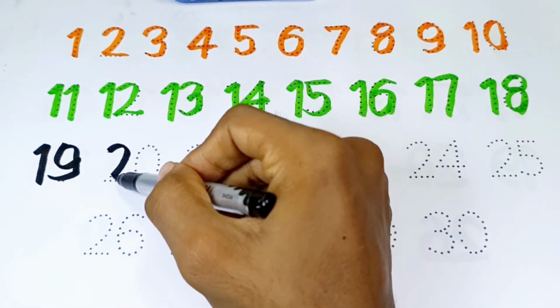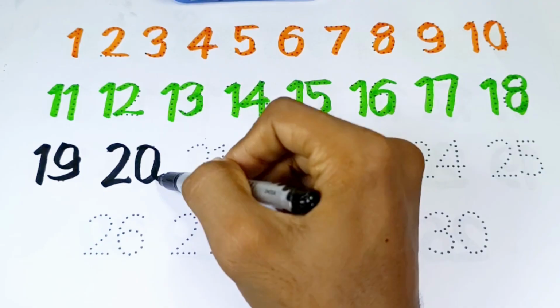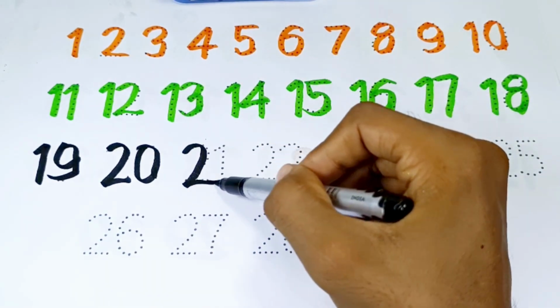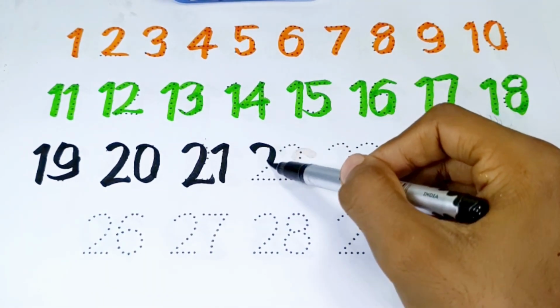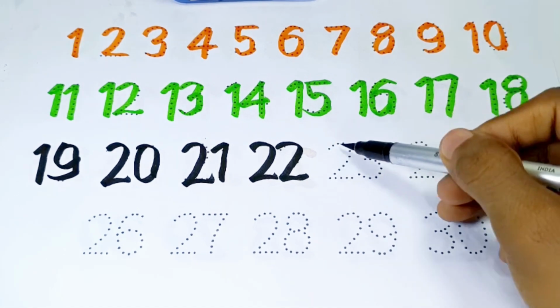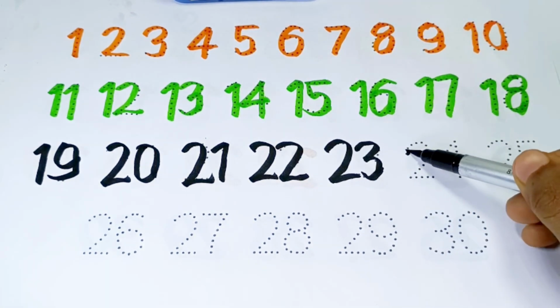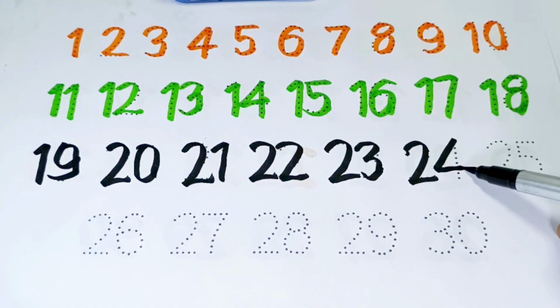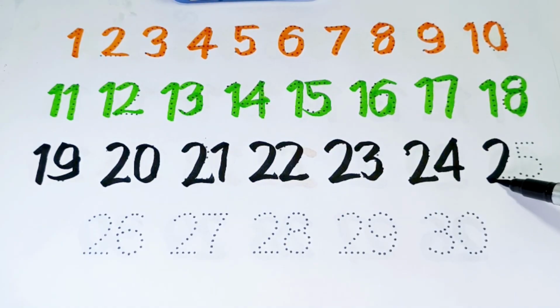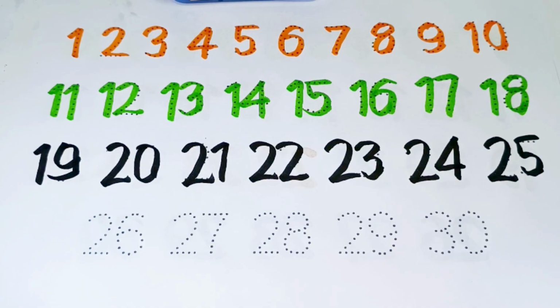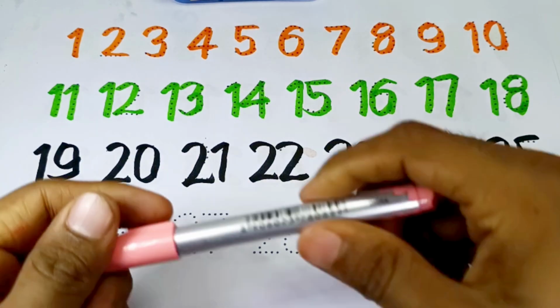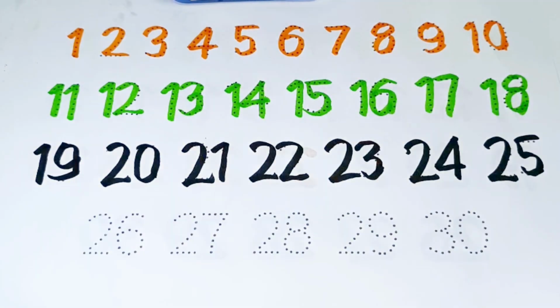19, 20, 21, 22, 23, 24, 25. It's now your turn to draw 26 and use light pink color.